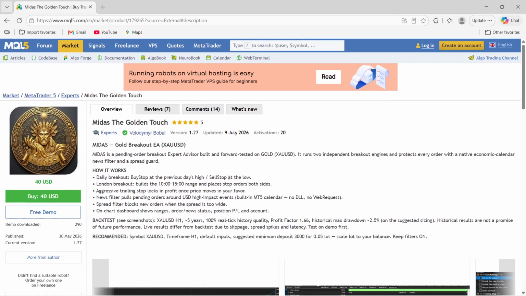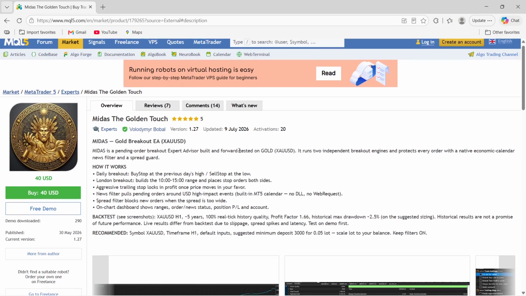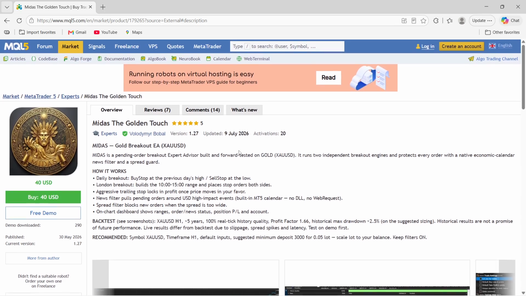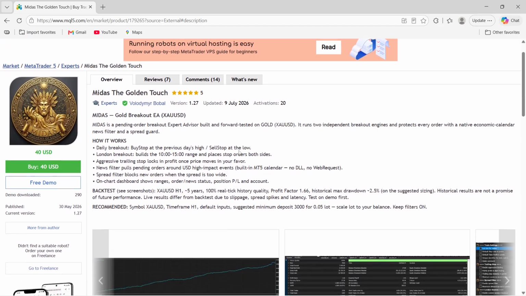So who is the EA actually for and who should avoid it? It's ideal for traders focused on gold who understand commodity trading. It's good for those wanting a specialized XAUUSD system. You should avoid it if you trade many pairs, prefer multi-asset EAs, or have low risk tolerance for gold swings.